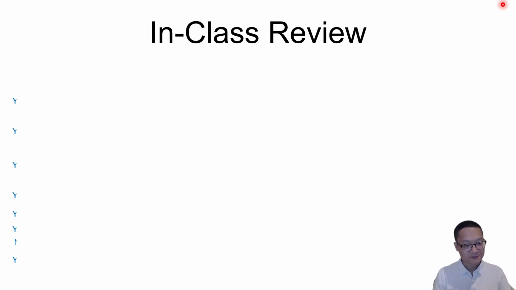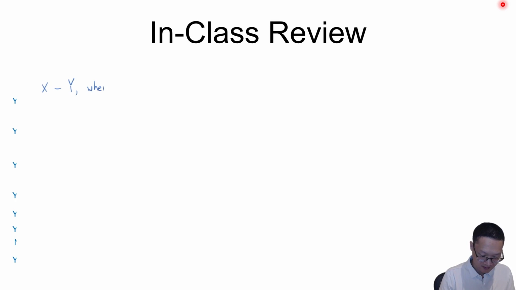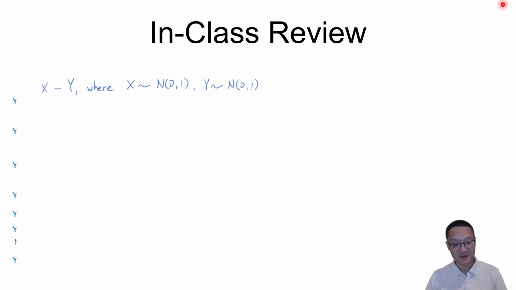Here we're looking at the random variable X minus Y, where X is normally distributed with mean 0 and variance 1. Y is also a Gaussian random variable with mean 0 and variance 1. And we're given covariance of X, Y equals negative 1.